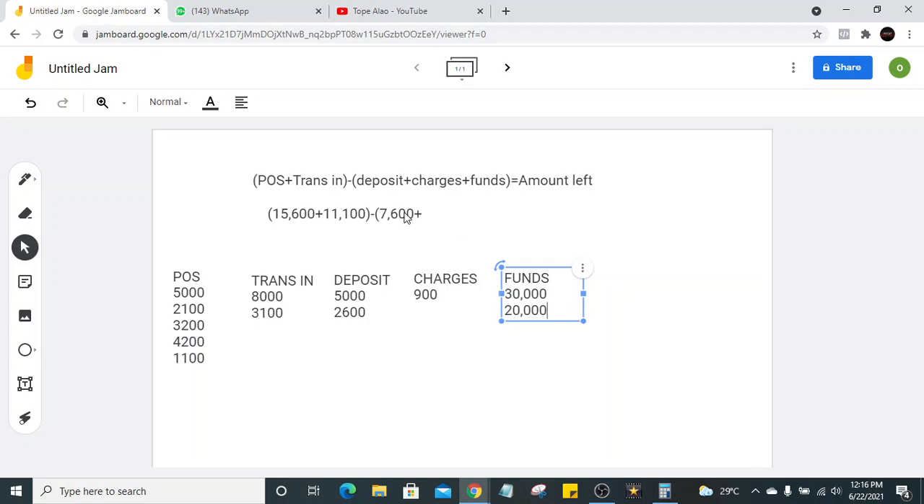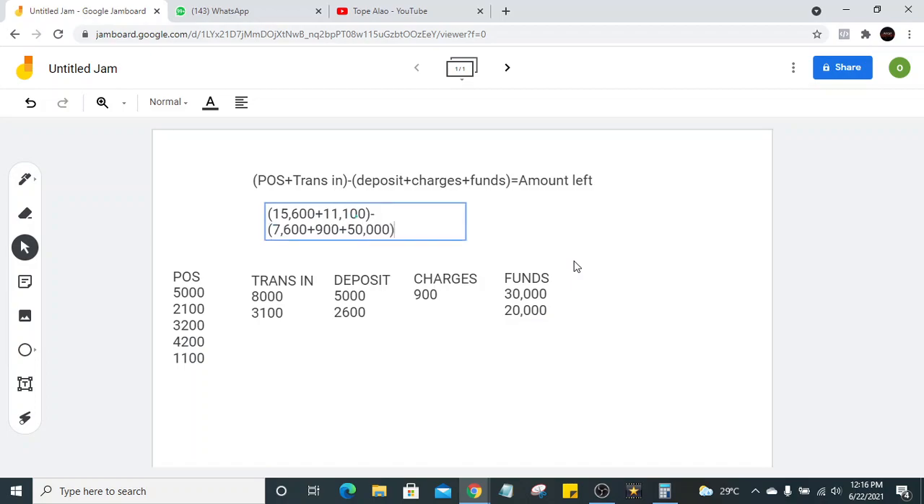We've not added the charges to this column. You're supposed to put the charges, that's 900, then you add that to the funds. The funds is the cash you brought. So you add the two together, that's 50,000 naira.